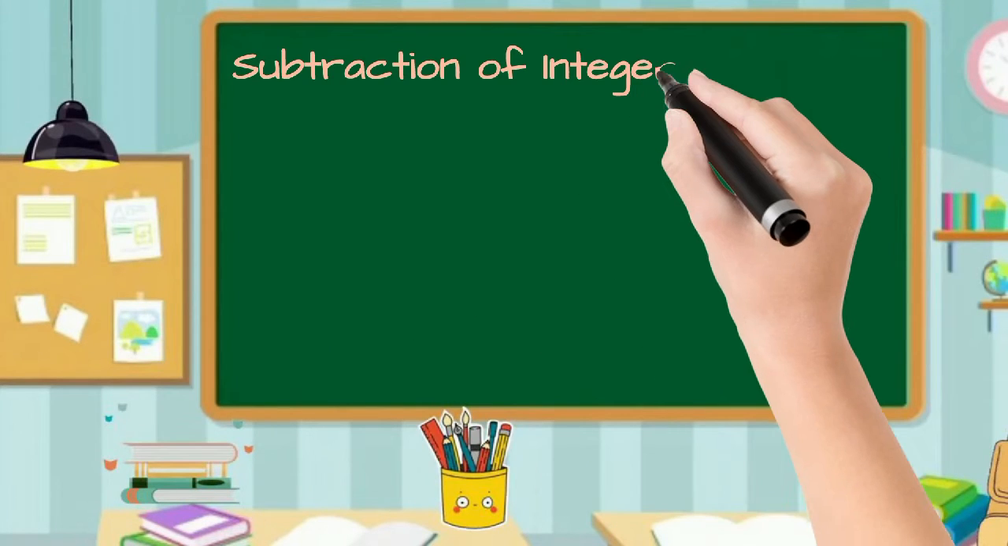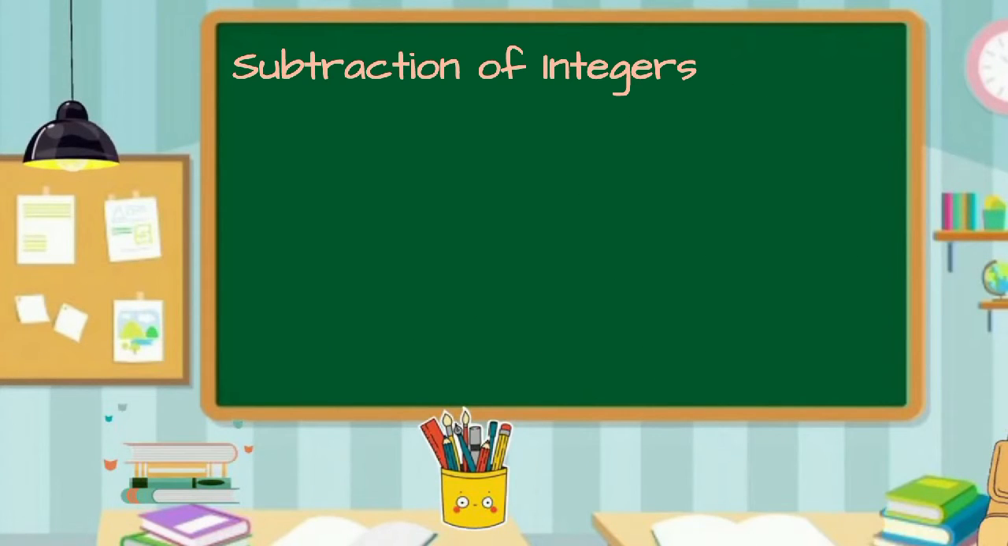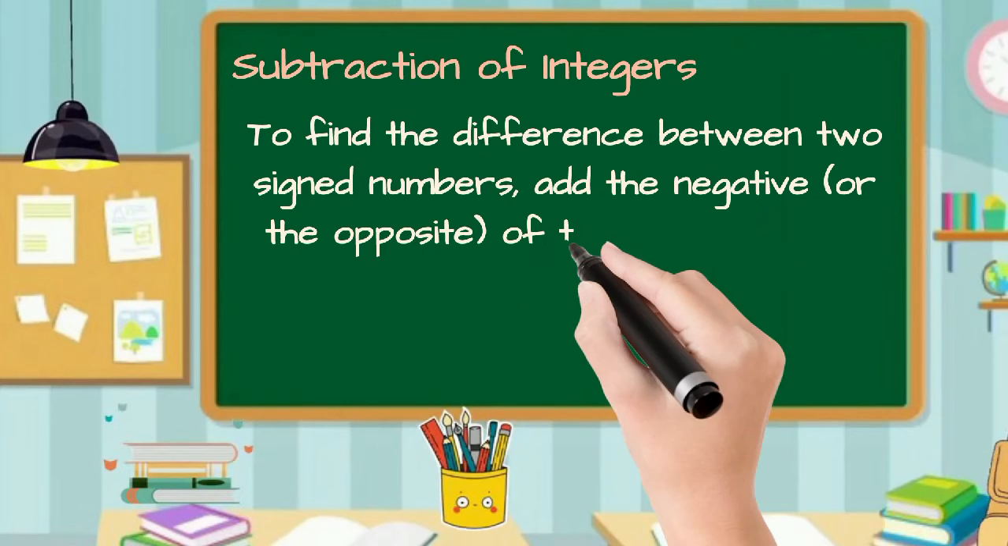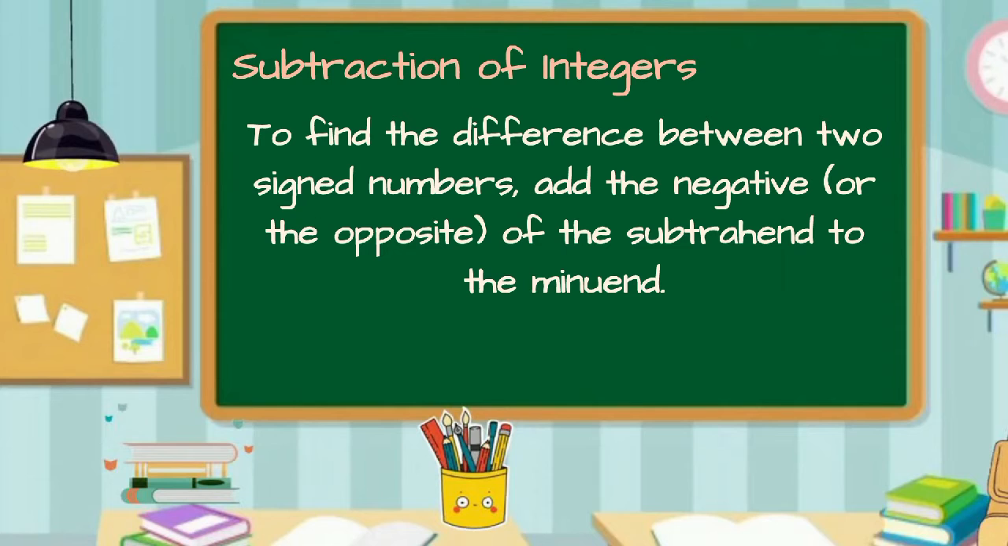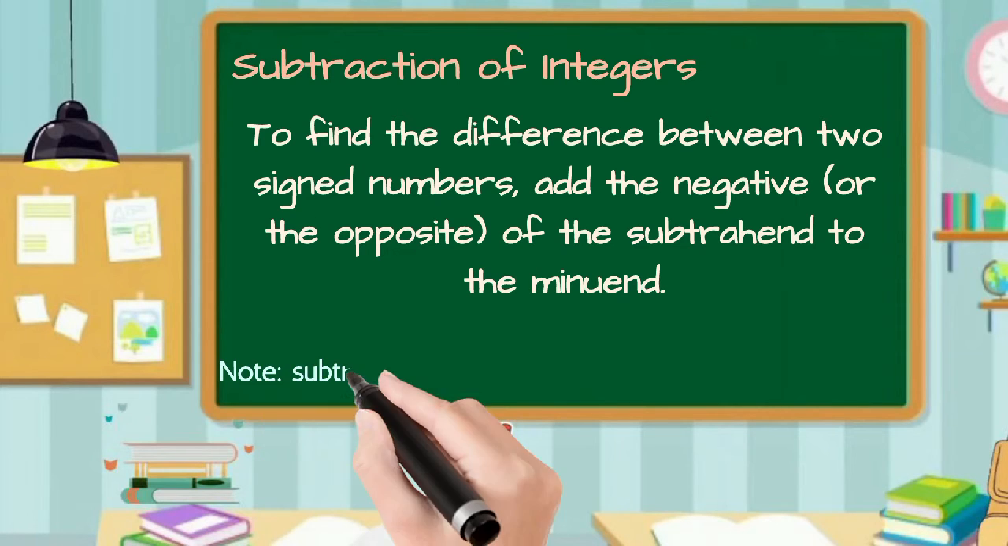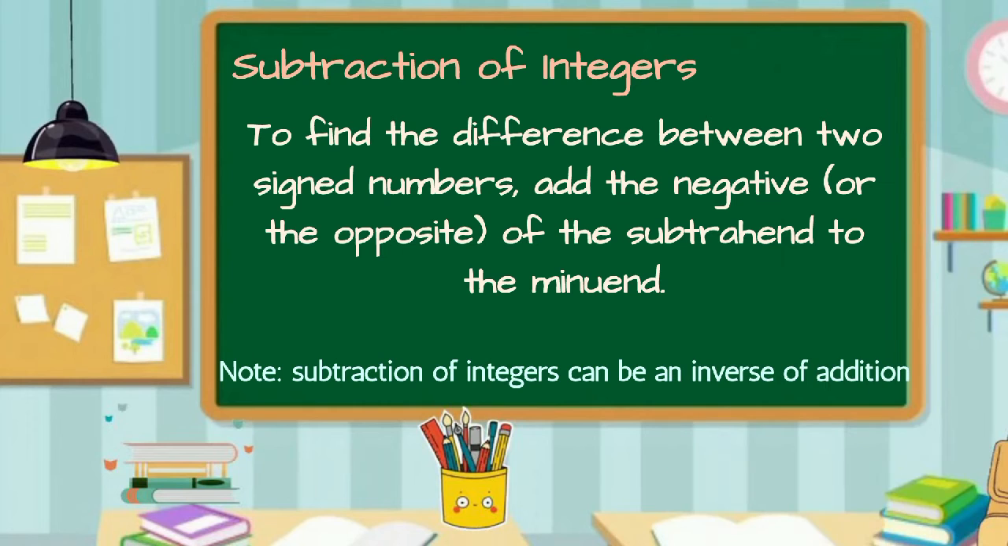Now, let's move on to the next operation on integers. We have subtraction of integers. To find the difference between two signed numbers, add the negative, or the opposite, of the subtrahend to the minuend. Note, subtraction of integers can be an inverse of addition.